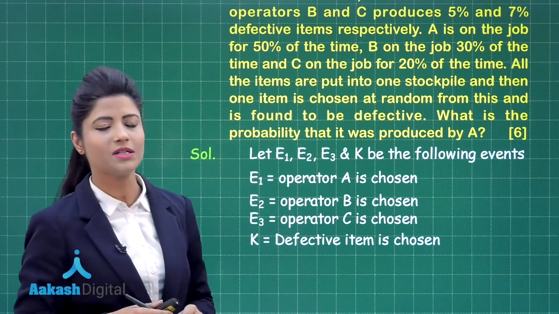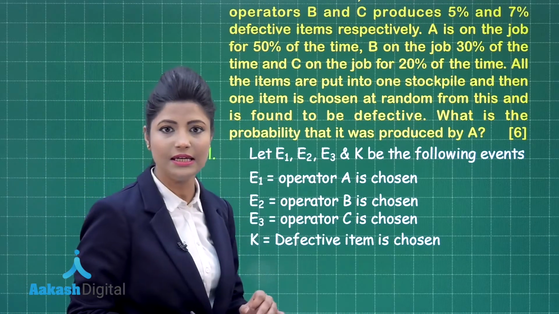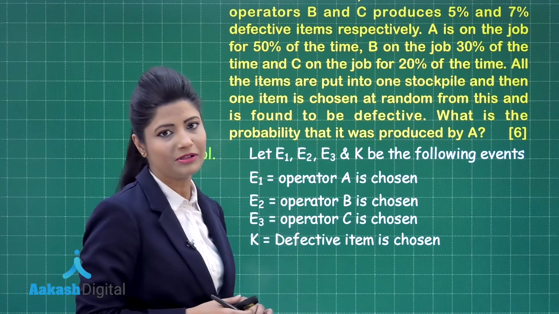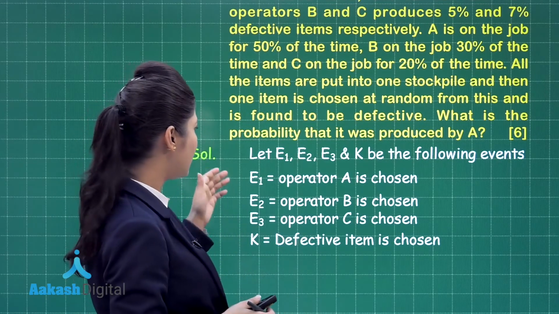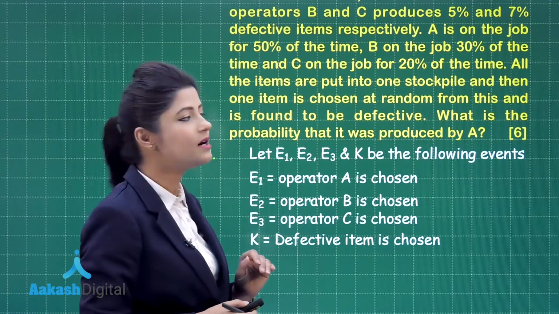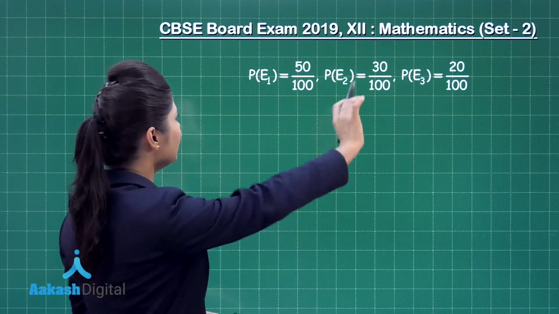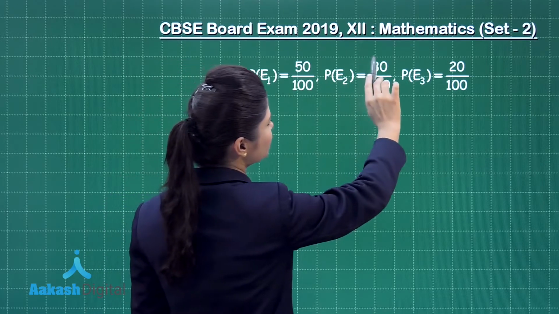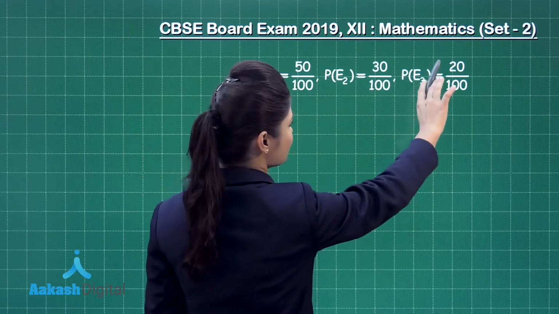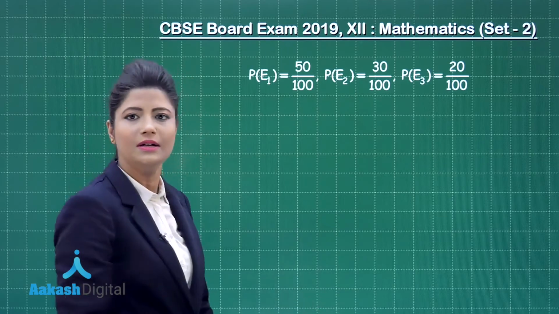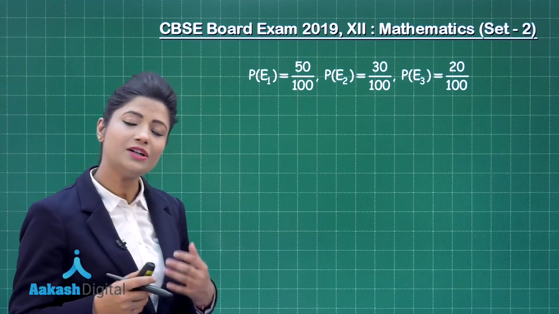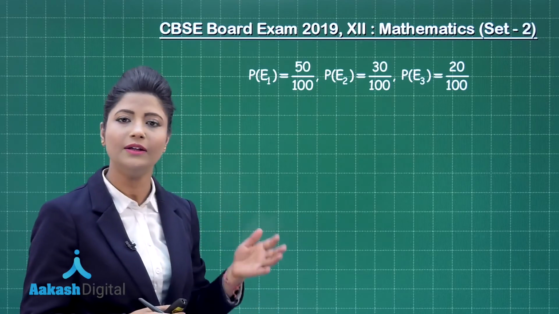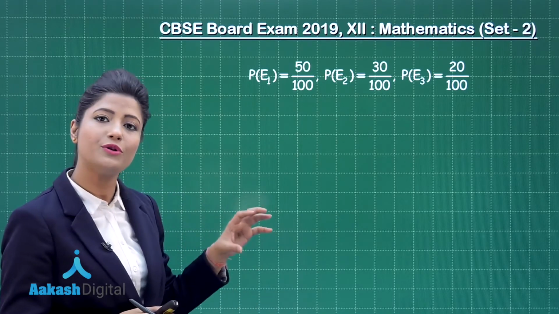So according to this question, as operators A, B and C work on the job for 50%, 30% and 20% of the time, the probability that E1, E2 and E3 are chosen will be given on the basis of that. So the probability that A is chosen is 50 by 100, B is chosen is 30 by 100, C is chosen is 20 by 100. Now let's consider the conditional probability that the defective item is chosen when the item is produced by A.